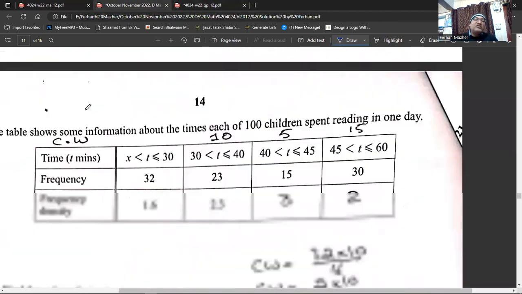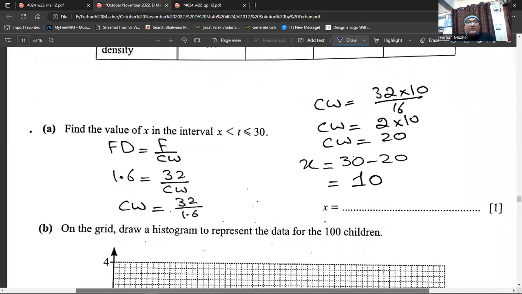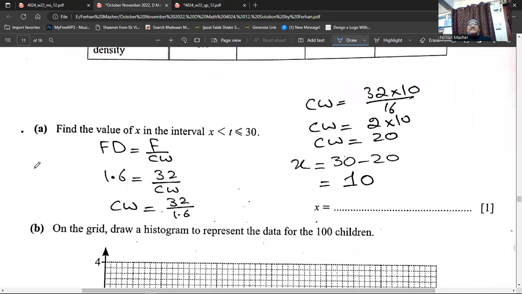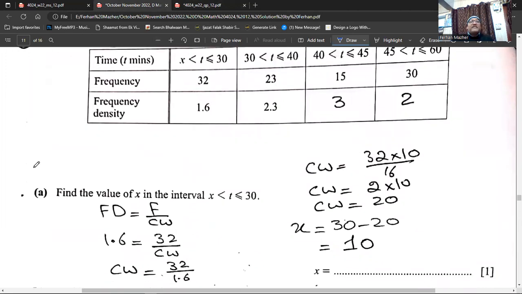Let me show you my solution. So here we go. That's the solution coming up on the screen. The frequency density, the formula is frequency divided by the class width. The frequency density for this class is 1.6.